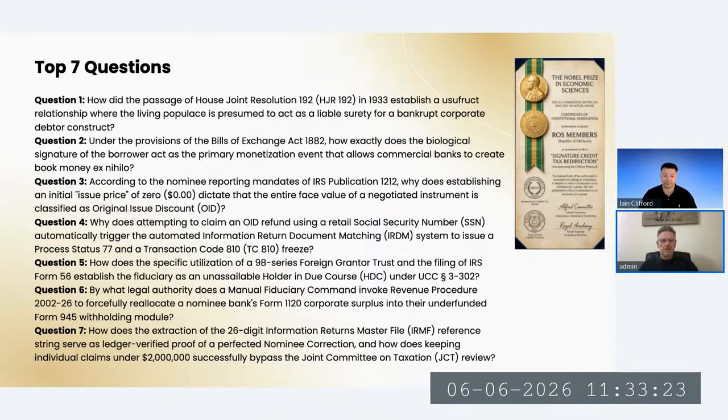Okay. So, question 6, by what legal authority does a manual fiduciary command invoke Revenue Procedure 2002-26 to forcefully reallocate a nominee's bank Form 1120 corporate surplus into their underfunded Form 945 withholding module? That was a bit of a mouthful, but I guess what they're asking there is, what's the legal authority to be able to command the IRS to move it from the 1120 over to the 945?